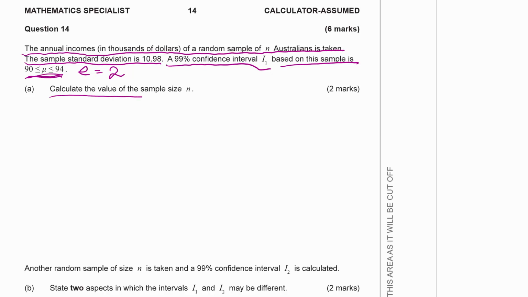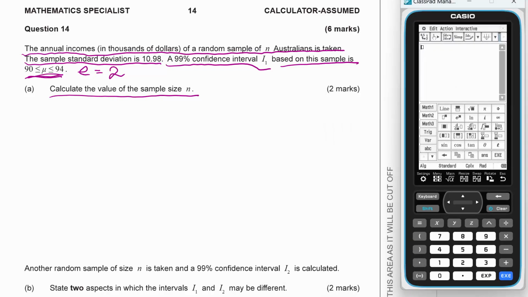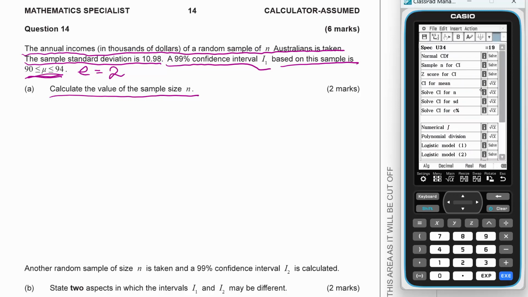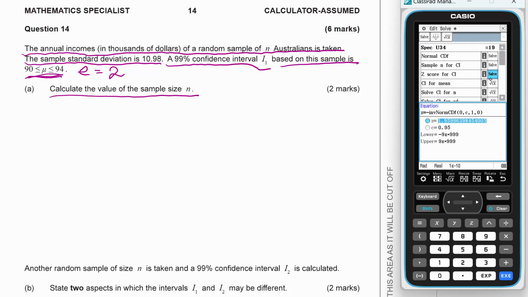We want to calculate the value of the sample size N, and we have an E-activity for that. So let's get the calculator and go to our E-activities, and Z score for confidence interval for mean. We want the Z score for the confidence interval, and the confidence level is going to be 0.99. Solving for Z, we've got that Z value, and so we can make a note of that.